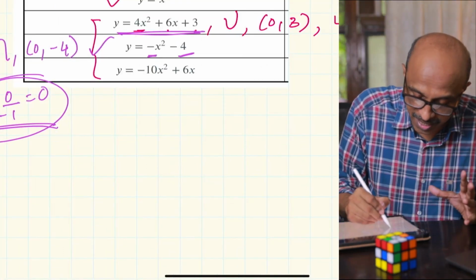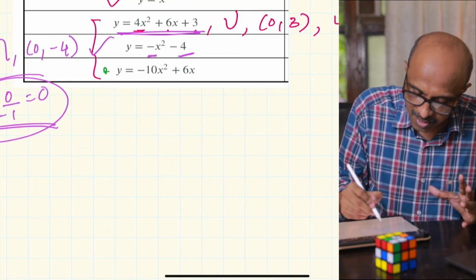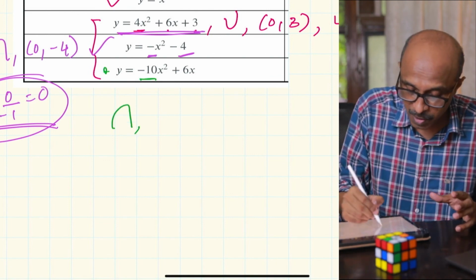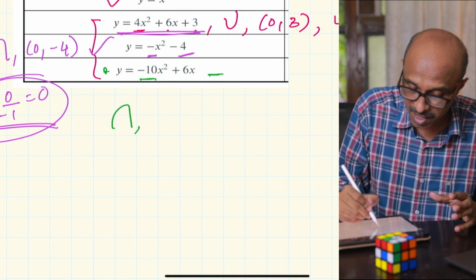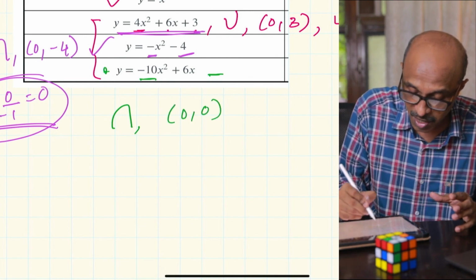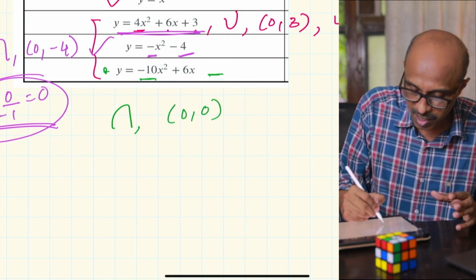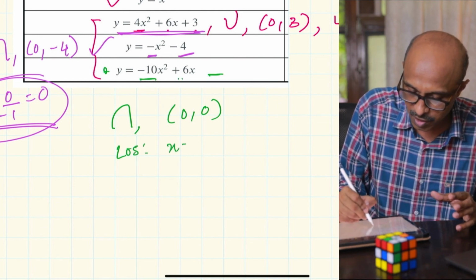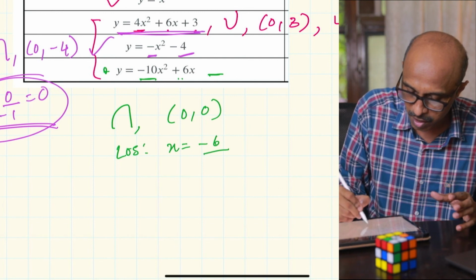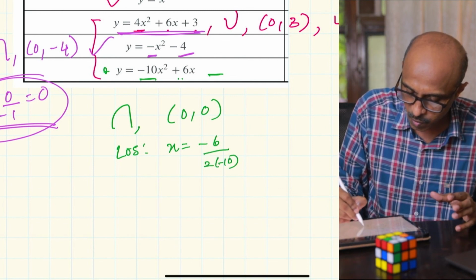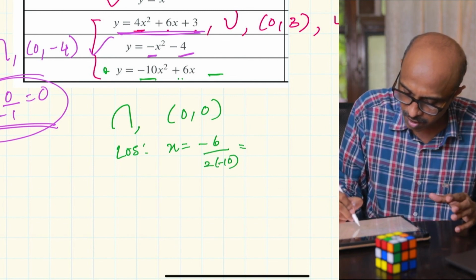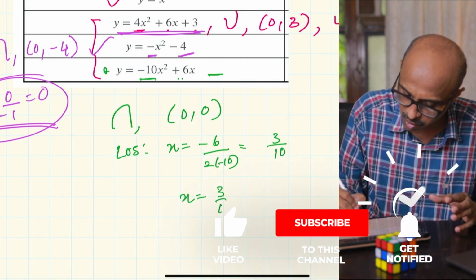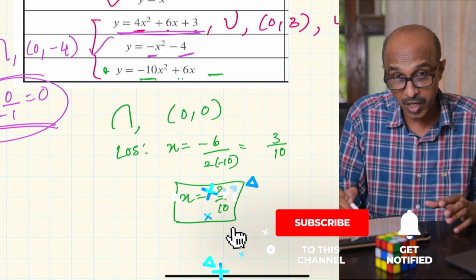And for the third example, again, the value of a is negative. That means here again, it's going to be an inverted U-shaped parabola. We don't have a c term, which means that the y-intercept is going to be 0, 0. And the equation of the line of symmetry is negative b over 2a. That's x is equal to negative 6 over 2 times negative 10, which works out to 3 over 10. Is that right? So x is equal to 3 over 10 is the equation of the line of symmetry.